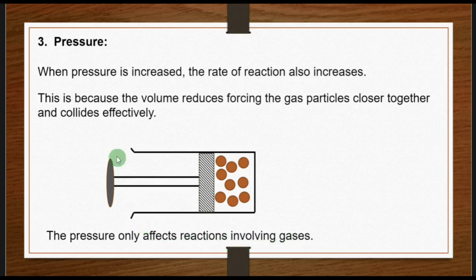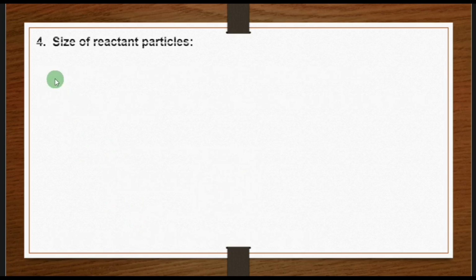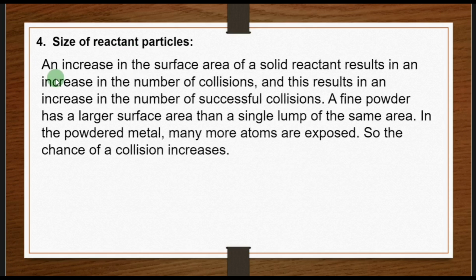All right, so another factor, guys, is actually size of reactant particles. Size of reactant particles also affects the rate of chemical reaction. What we are saying here is an increase in the surface area of a solid reactant results in an increase in the number of collisions, and this results in an increase in the number of successful collisions. A fine powder has a larger surface area than a single lump of the same size. In the powdered metal, many more atoms are exposed, so the chance of a collision increases.